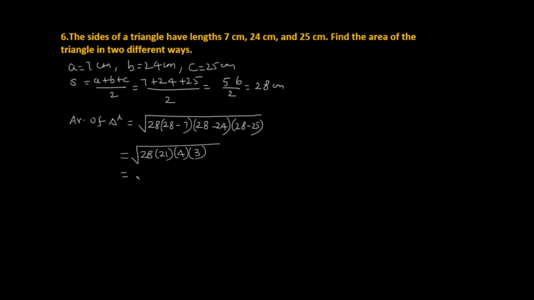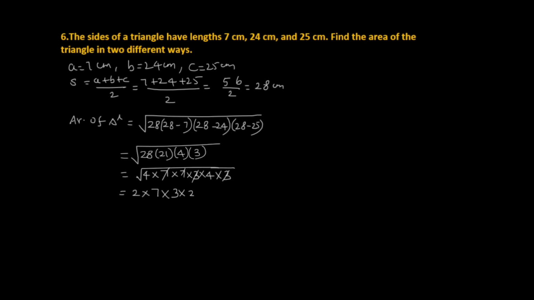Now 28 can be written as 7 fours, or 4 into 7. Then 21 can be written as 7 into 3. 4 is a square number, so taking it out of the square root we get 2. Then for these two 7s we can remove one, we can write 1 7. For these two 3s we can take one.